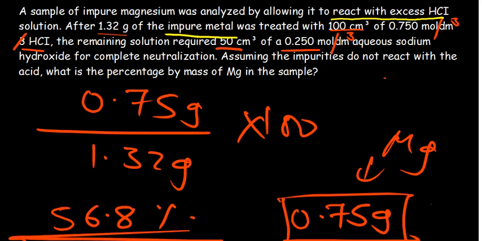So that's how you get to approach this question. It's just a matter of you understanding back titration and then understanding that what takes part in the reaction is the pure part of the metal.